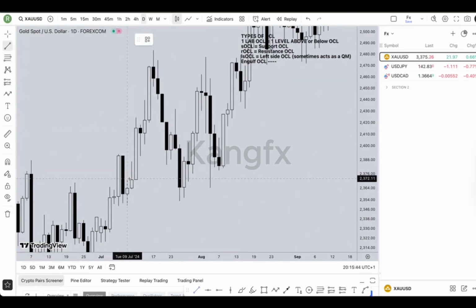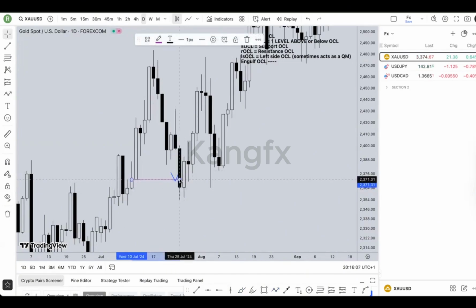And remember, I said it must be broken twice. Note, it must be broken twice. This was an OCL here, and the OCL was supposed to act as support at that zone. You see that? But the market broke through it.